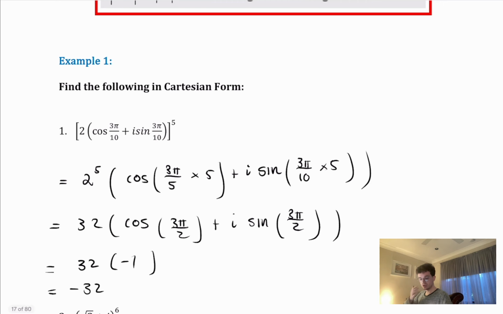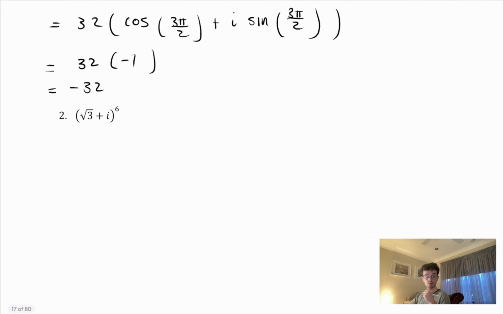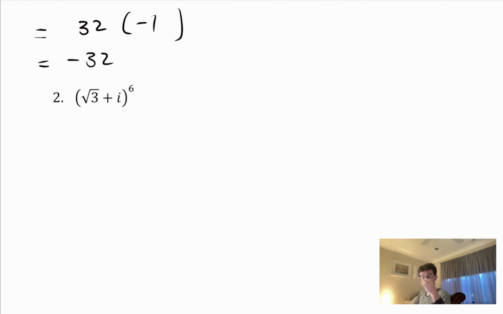Now, we can use De Moivre's theorem to apply it to questions that are in Cartesian form, but to actually do that, we need to first convert this to mod arg form. And in fact, raising complex numbers to high powers, it's a lot of the time much easier to first of all convert it to mod arg form.